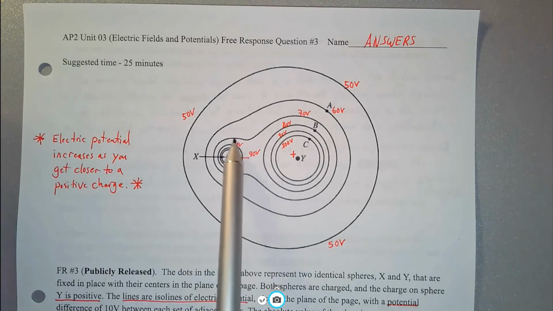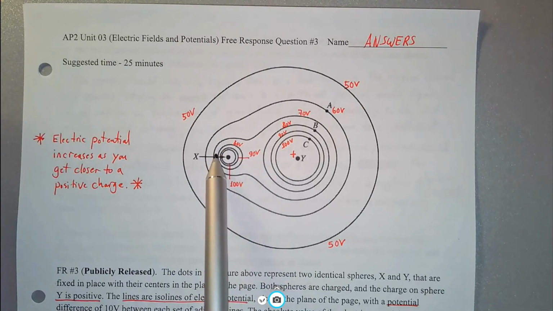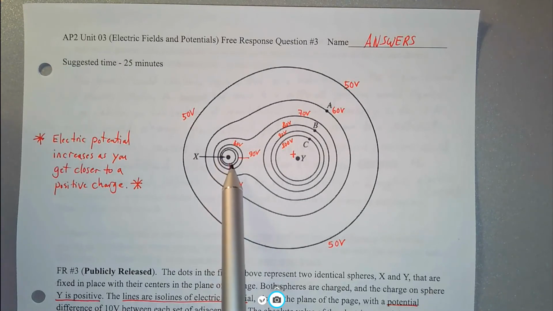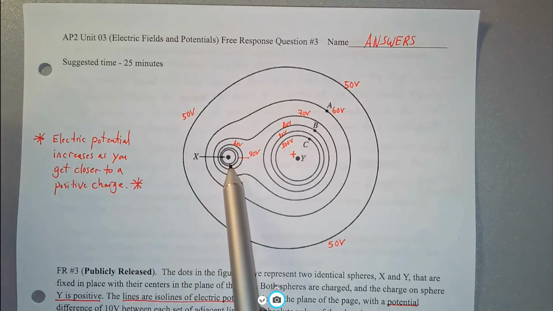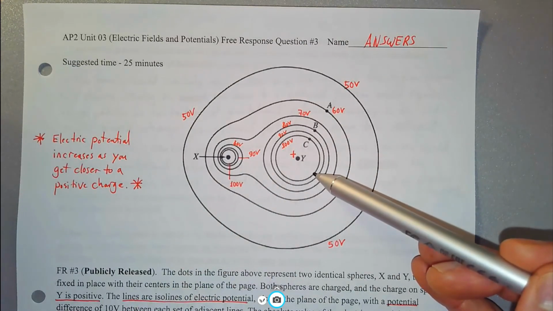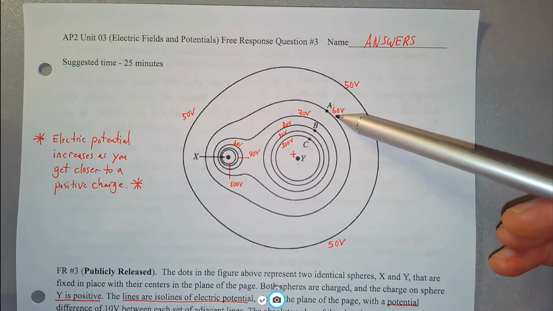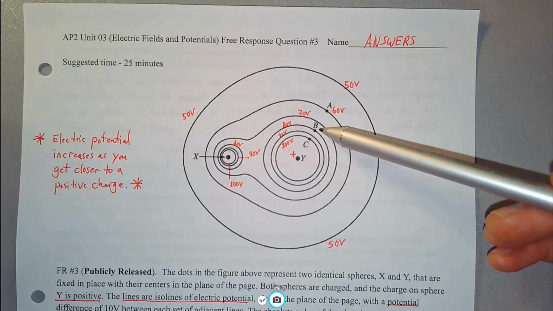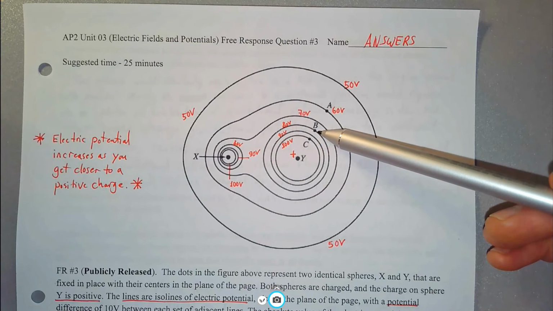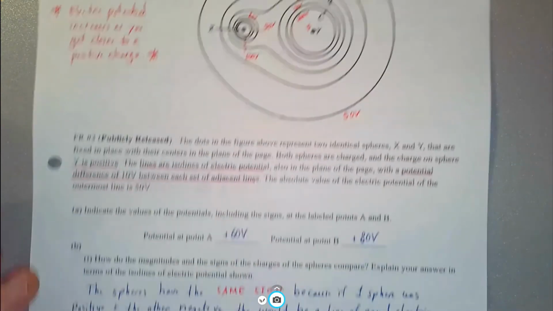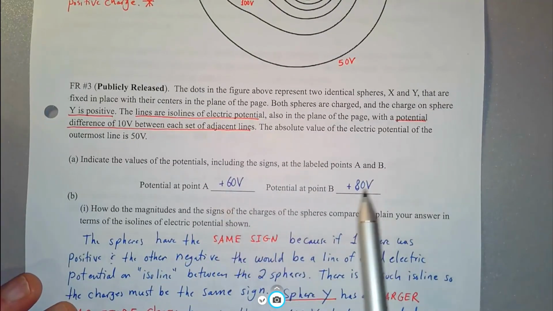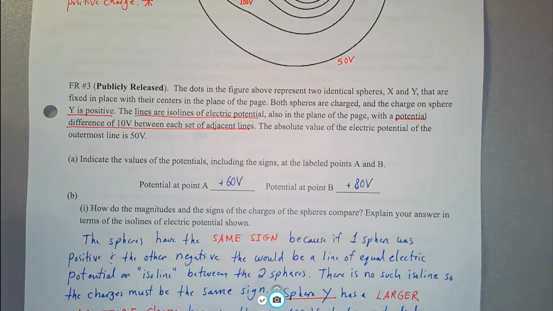And if this line out here is 70, and we go one in, that's 80 volts, another one in, that's 90 volts, and it's kind of hard, but I've got lines drawn here. The one on the inside is 100 volts. So the line closest to sphere X and the line that's drawn closest to sphere Y are both at an electric potential of 100 volts. But to answer the question, at point A, it's positive 60 volts, and at point B, it's at an electric potential of positive 80 volts. So positive 60 volts at A, and positive 80 volts at B.